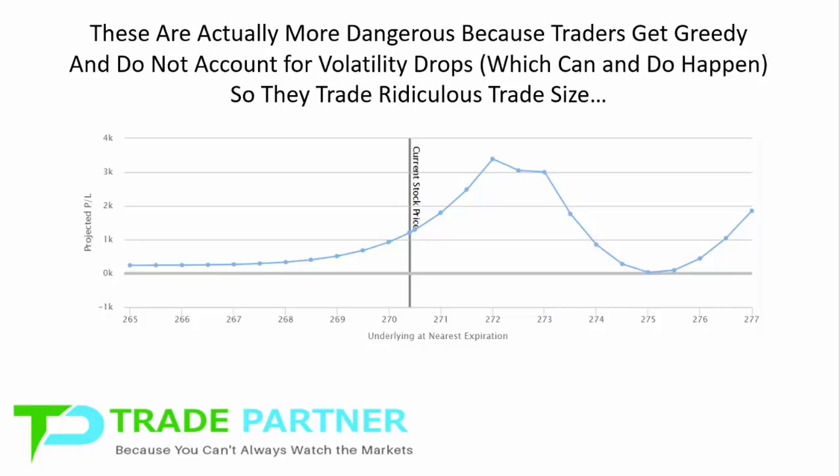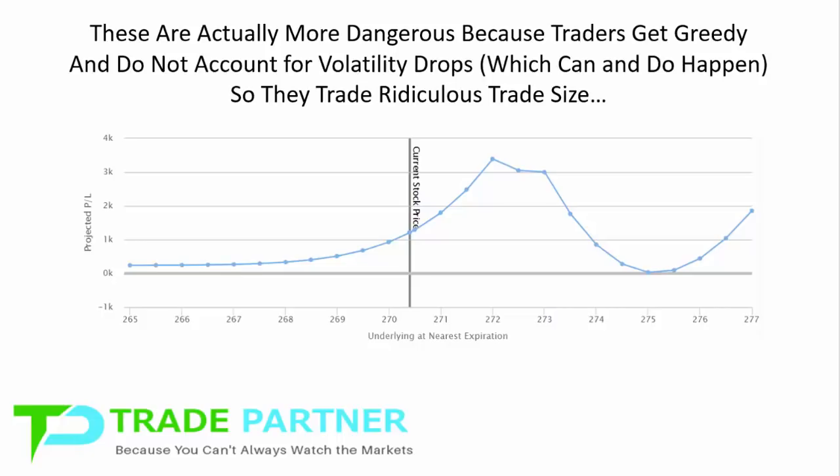So this is a 30 lot. And the profit projection is above 3 grand at its max. And again, there's no risk, right? So it doesn't matter how big you scale. It's never going to show a potential risk based on the current projections.